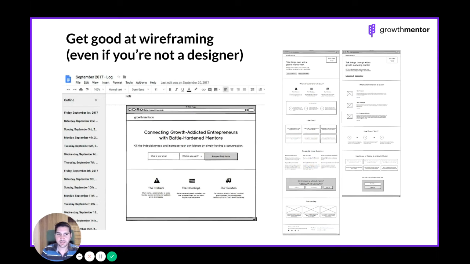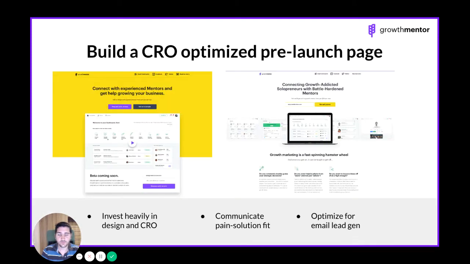In terms of inspiration, at this stage, I like to go on Landing Folio and look at other websites in the space, in different industries even, and get inspiration on layouts. And so once you finish with this, pass it to your designer, or if you want to do it yourself, go for it. And it's time to make that landing page, your pre-launch page.